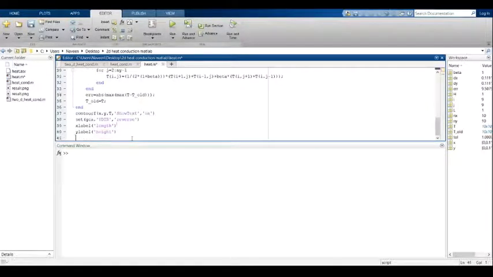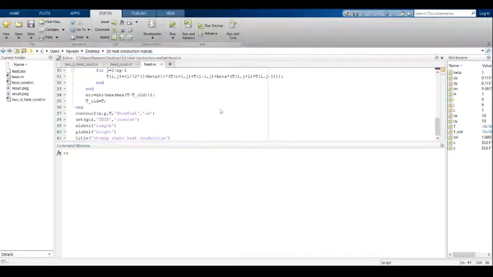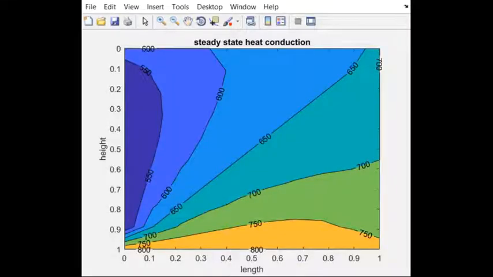And then title. So the title of this problem is steady state heat conduction. So let's run it. See, now the direction is changed in the y direction. Now here you can see 1 here, it is 0, and the title of the problem, steady state heat conduction.